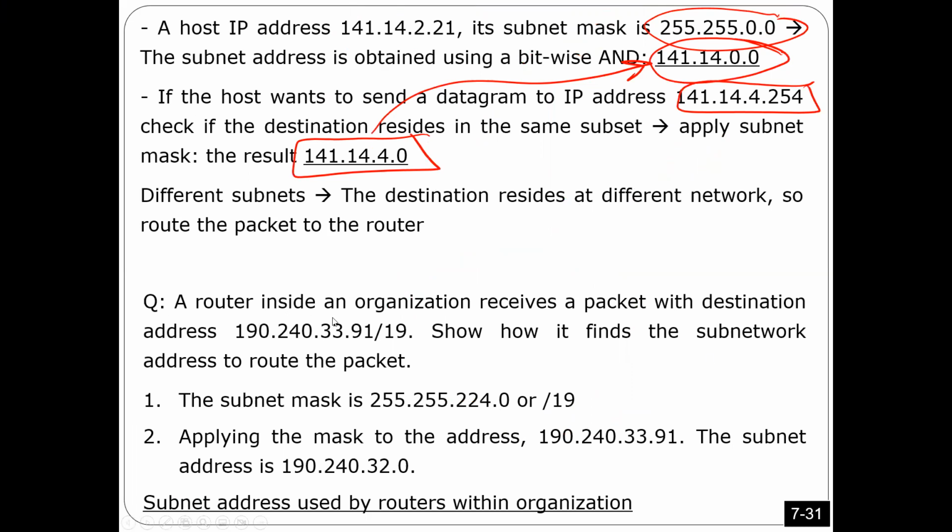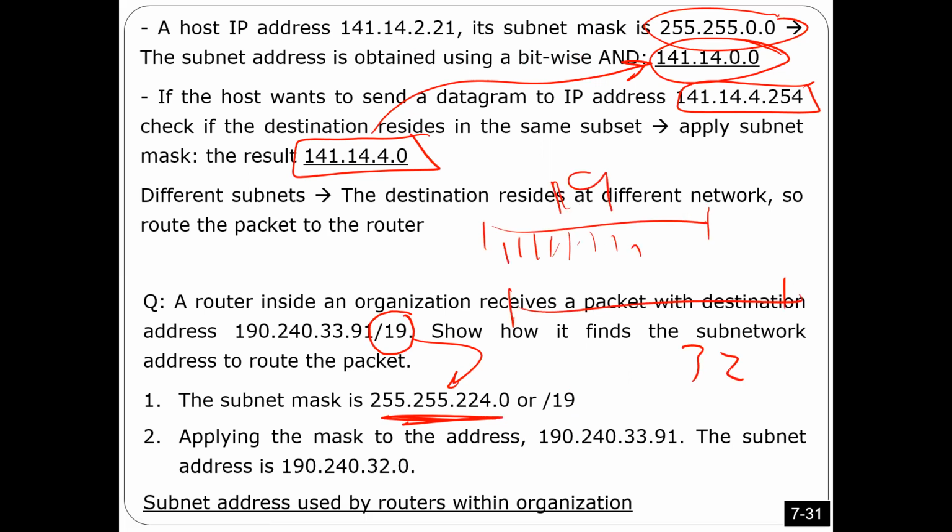Another example here: a router inside an organization receives a packet with this destination. Show how it finds the subnetwork address to route the packet. Okay, so again, when you have a /19, this is the mask. This one should be equivalent to this one, because /19 means you have 19 ones. How many ones? 19 ones. In total you have 32 bits: 19 ones, and then the remaining 13 are going to be zeros. So this is exactly equivalent to this one.